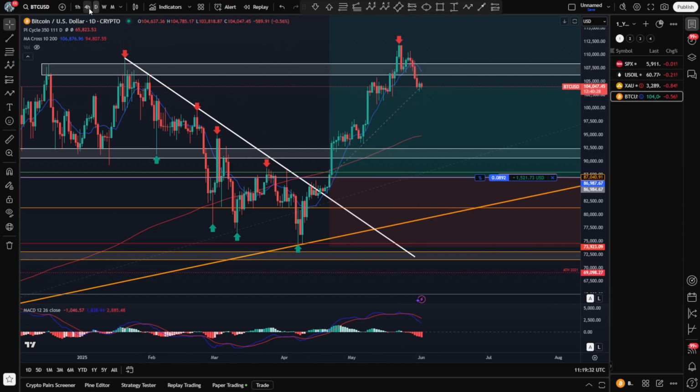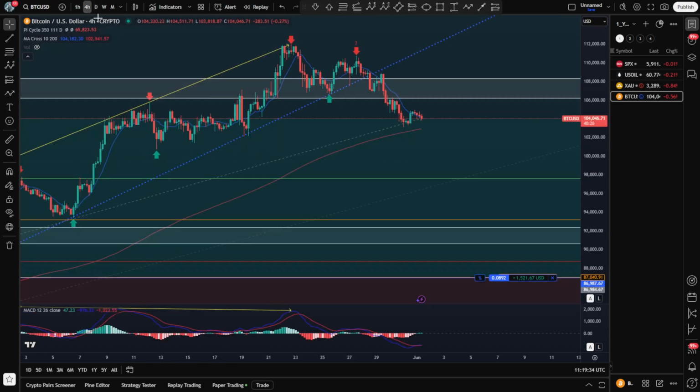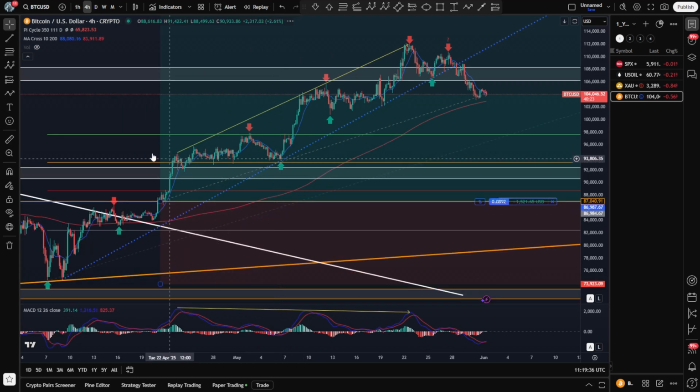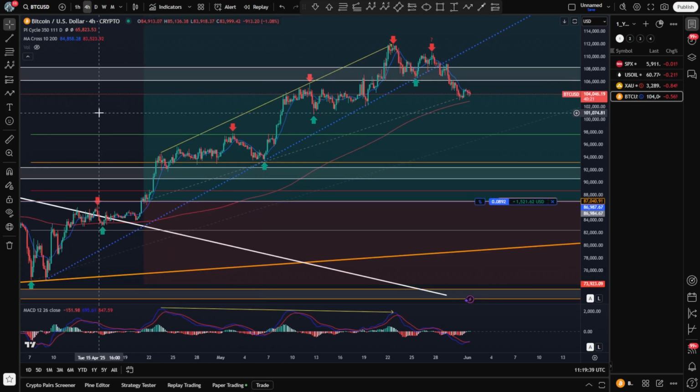And if we drop one time frame lower, the 4-hour time frame, like I already said, we can see that one in more detail. I have drawn in a MACD divergence here. So MACD is making lower highs while price was making higher highs. We had a not broken 4-hour blue dotted uptrend line. Now we have finally lost it.